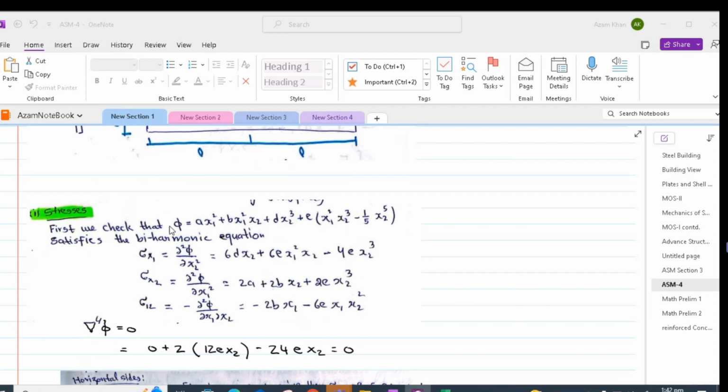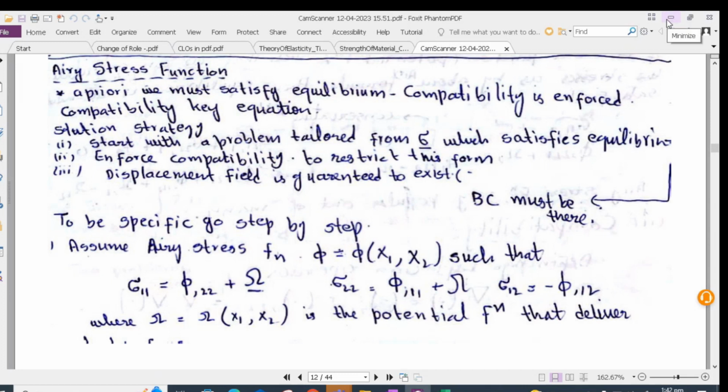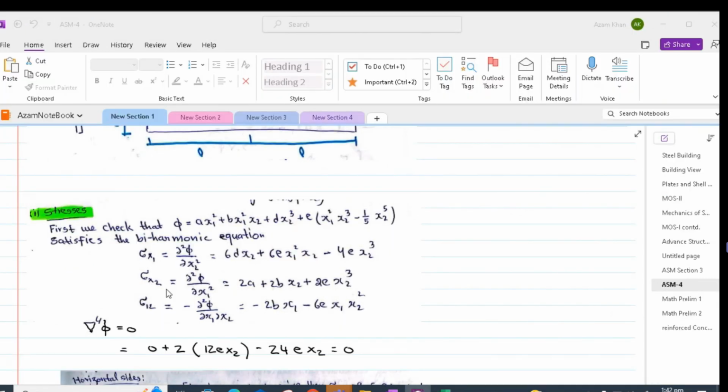Let us now determine the stress equations. As we are given this stress function, we can use the Airy stress function defined earlier and get our sigma x1, sigma x2, and sigma 1 2. Sigma x1 comes out to be 6 d x2 plus 6 e x1 square x2 minus 4 e x2 cube, sigma x2 comes out to be 2a plus 2b x2 plus 2e x2 cube, and sigma 1 2 is equal to minus 2b x1 minus 6c x1 x2 square.